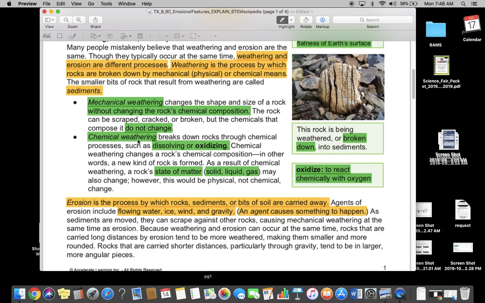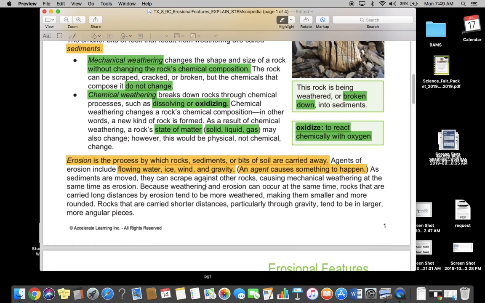Chemical weathering breaks down rocks through chemical processes such as dissolving or oxidizing. If you look over here, oxidize means to react with oxygen. Chemical weathering changes a rock's chemical composition. In other words, a new kind of rock is formed. As a result of chemical weathering, a rock's state of matter, which is solid, liquid, or gas, may also change. However, this would be physical and not chemical.